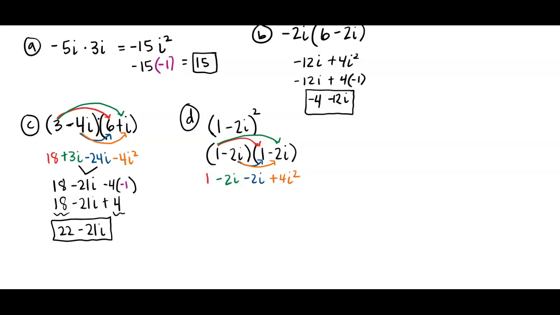Okay. And so then again, I'm just going to combine those like terms together and make sure I change that i squared to a negative 1. So 1 minus 4i, just adding those negative 2 and negative 2 together, and then plus 4 times negative 1, my i squared is negative 1, so 1 minus 4i minus 4. Get those like terms together, so I have negative 3 minus 4i. Putting the whole or the real number first and the imaginary number second. Okay.